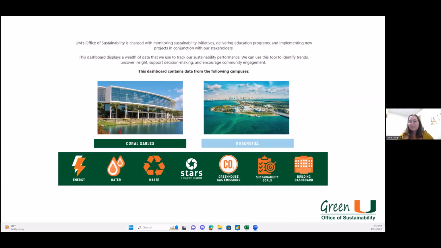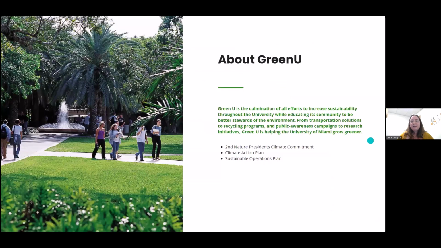I am Carlie Laughlin. I'm a sustainability analyst at the University of Miami. I work for Green U, which is the Office of Sustainability here. So I wanted to begin by telling you all a little bit about what Green U is. As I mentioned, we're the Office of Sustainability. We lead all of the sustainability efforts on campus. We are overseen by the Facilities, Operations, and Planning Department here.